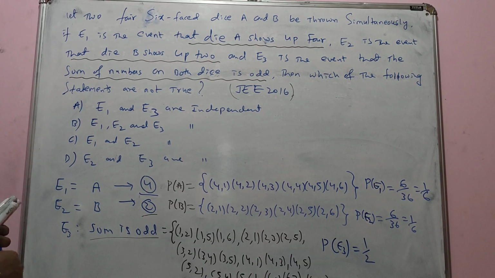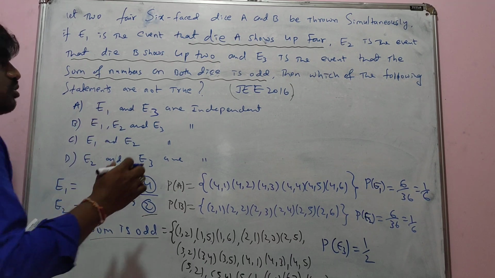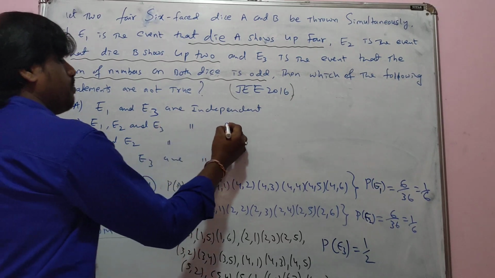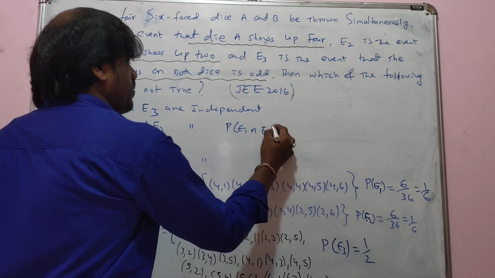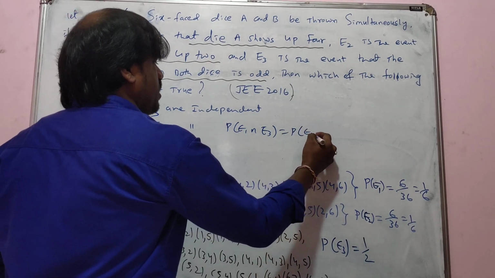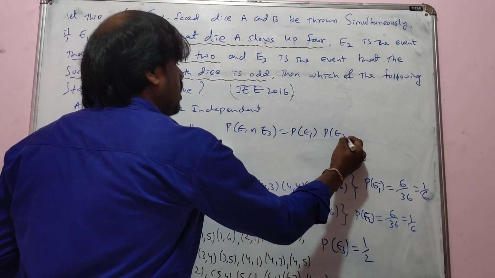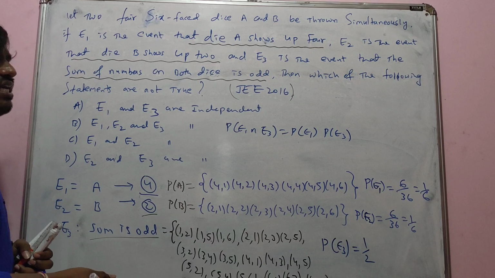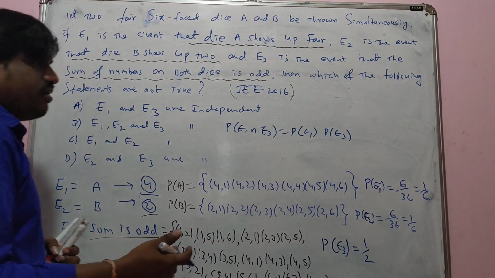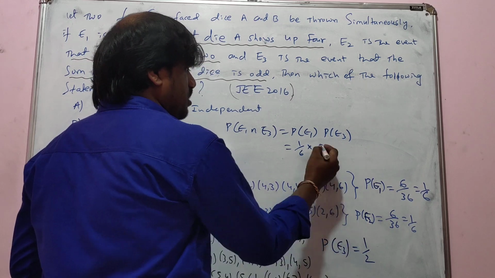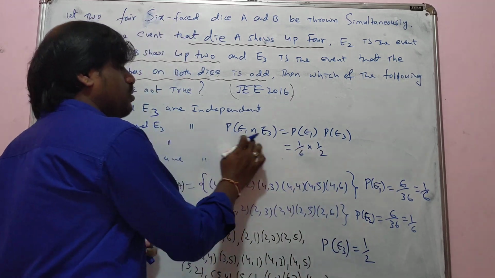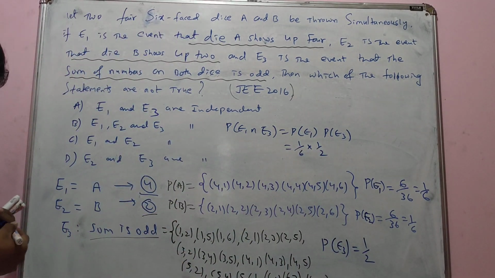The first option is probability of E1 and E3. When we say they are independent, probability of E1 intersection E3 must be equal to probability of E1 into probability of E3. Then we can say they are independent events. Probability of E1 is 1 by 6. Probability of E3 is 1 by 2. That must be equal to probability of E1 intersection E3.